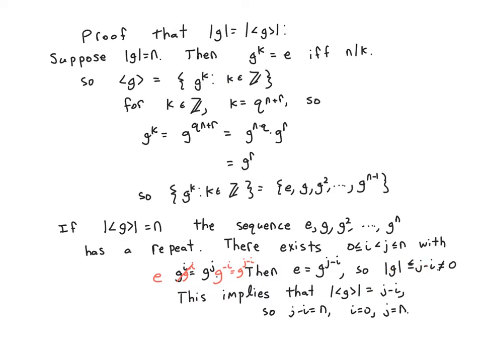This implies that the size of the cyclic group generated by G is at most J minus I. But since we are assuming that the size was N, and the largest J minus I could be was also N, we have that J minus I is equal to N. So actually I is equal to 0 and J is equal to N. The repeat you have must be the first element and the last element, which means that G to the N is equal to E, and that none of these other elements are equal to E. So the smallest positive power such that G to the power is equal to E is N, which is the definition of order.